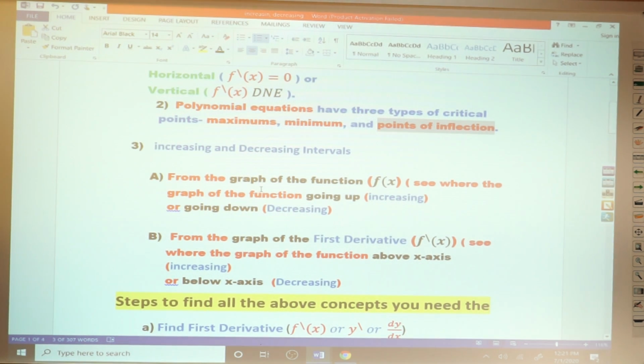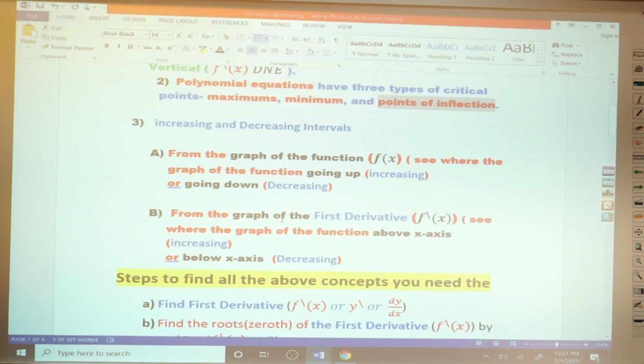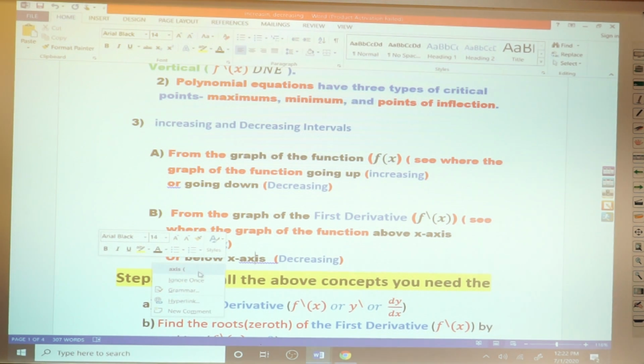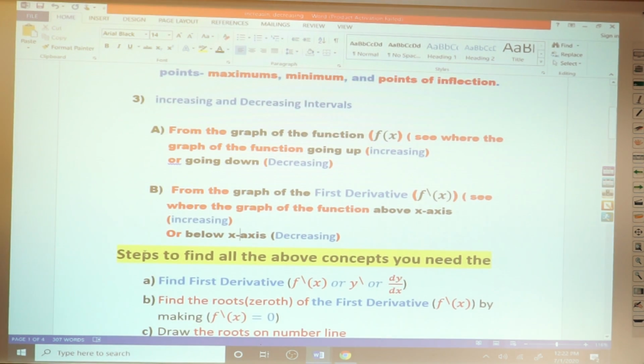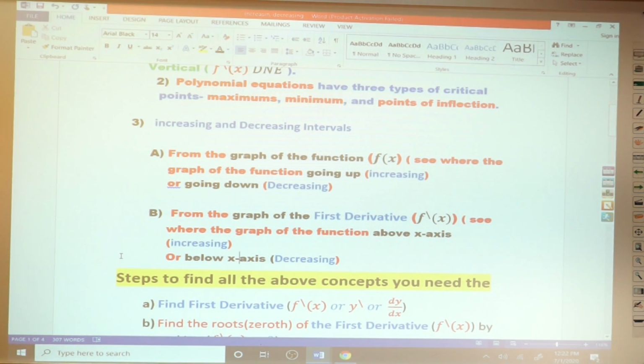Okay, increasing, decreasing. From the graph of the function f of x, see where the graph is going up, it's increasing, or going down, decreasing. From the graph of the first derivative, f prime of x looks a bit different. Watch here. When the graph is above the x-axis, that means increasing. When the graph is below the x-axis, it is decreasing. Okay, let me discuss the graphs with you.